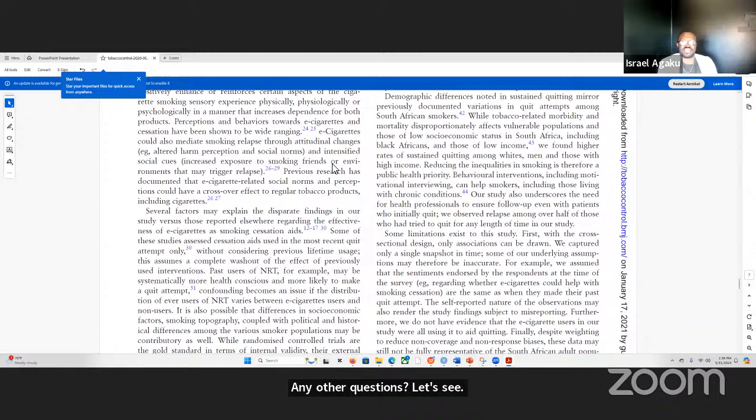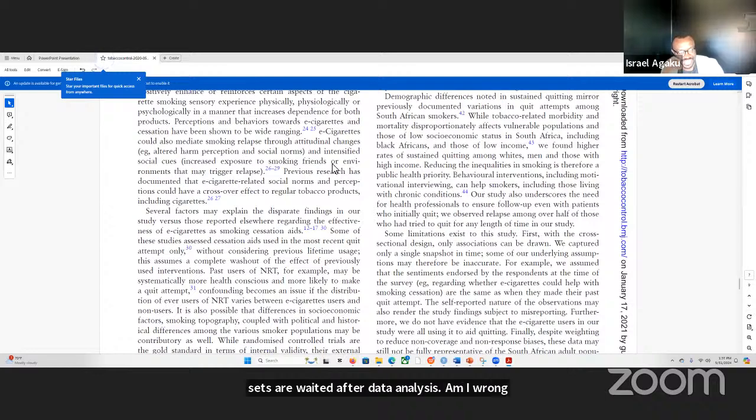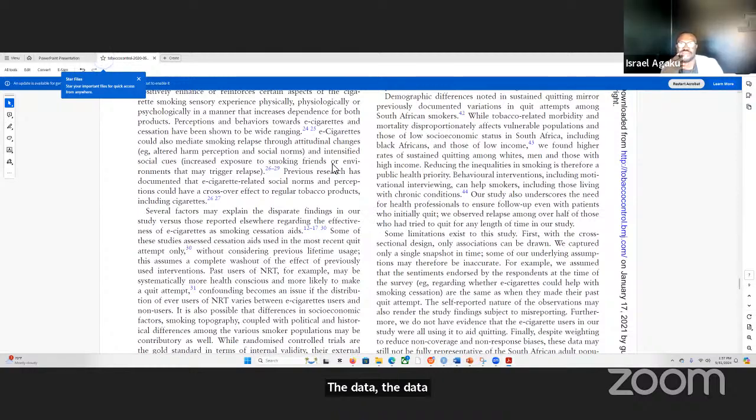I was thinking that the data sets are weighted after data analysis. Am I wrong? You are thinking that the data set is only weighted after analysis? No, you don't. The whole point of weighting is to incorporate the weight in your analysis. If that makes sense.